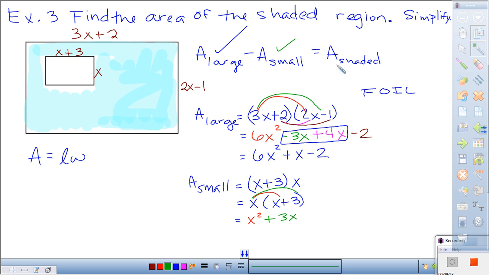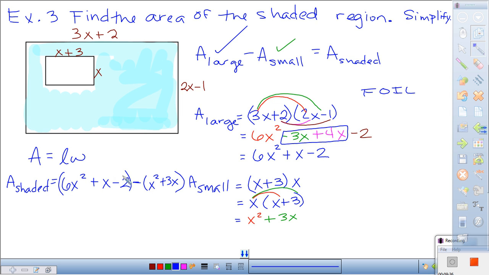Now to find the area of the shaded region, all we have to do is subtract these two. So if I'm going to find the area of the shaded region, I want to take the area of my large rectangle, 6x squared plus x minus 2, and from that I'm going to subtract the area of my small rectangle, which is x squared plus 3x.